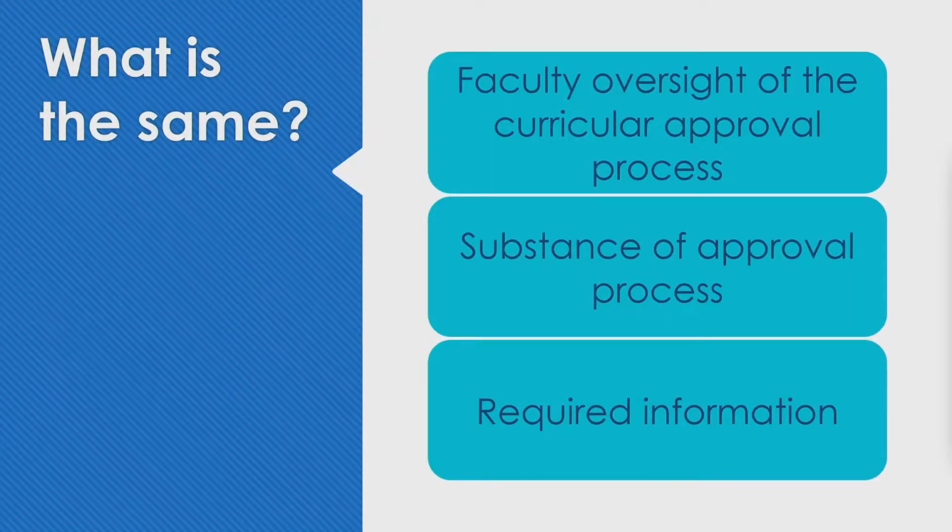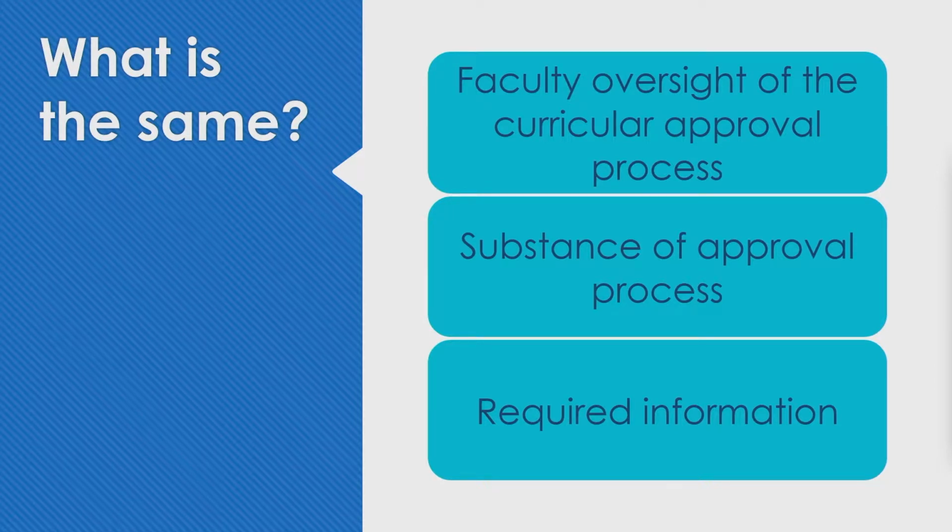So what is the same? Well, faculty oversight is the same. So at the heart of our curricular approval process, as established in our Senate rules and as one of the central tenets of shared governance, faculty have deep oversight over the curriculum at the University of Kentucky. That hasn't changed. The substance of the approval process also hasn't changed. So substantively, the content of the curriculum and of the approval of that curriculum remains the same.